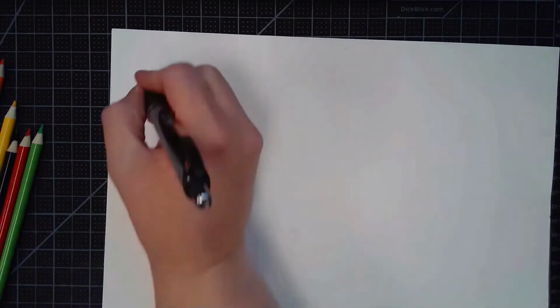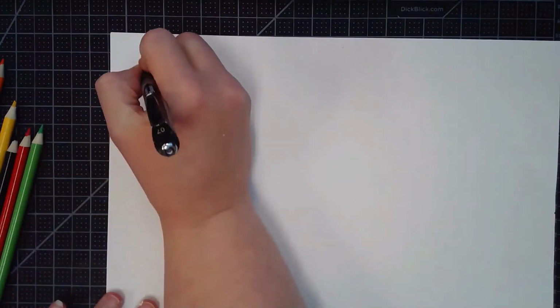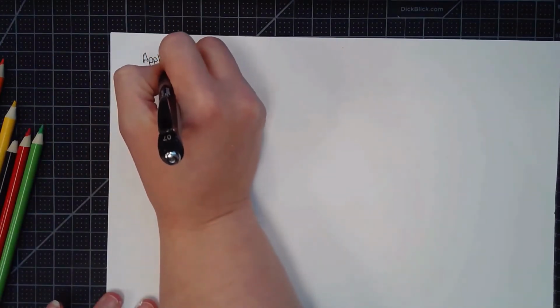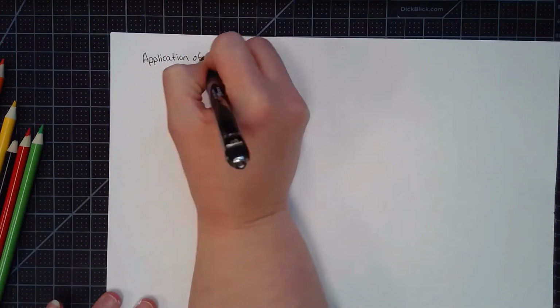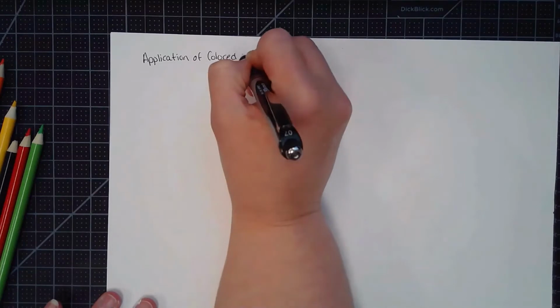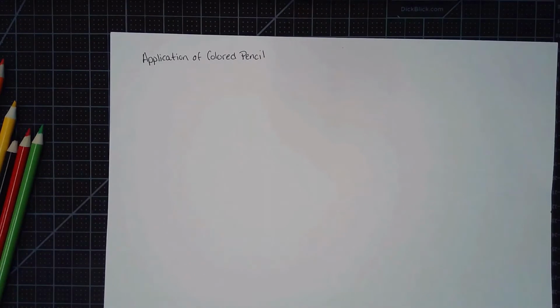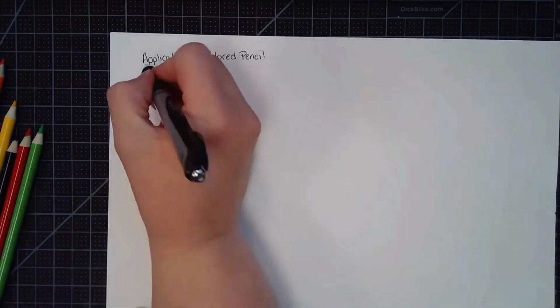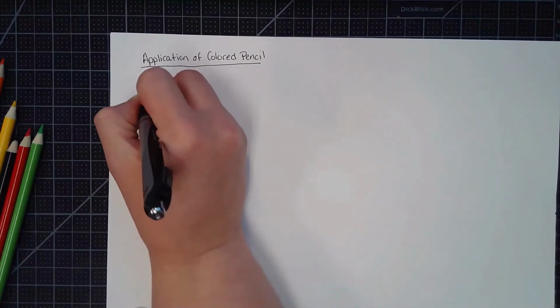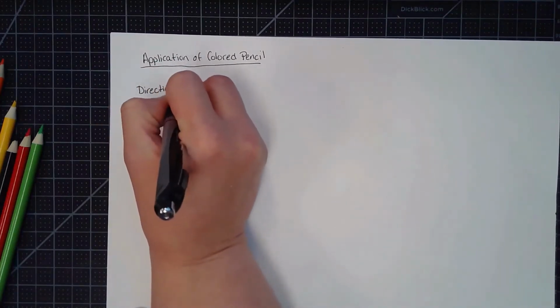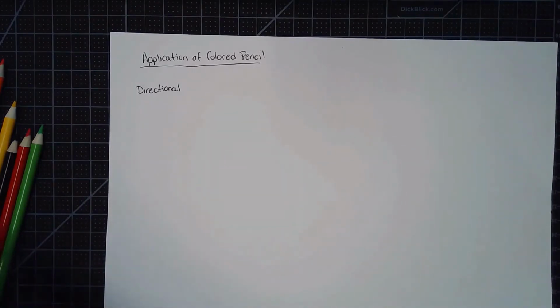The first we're going to talk about are application types. So application of colored pencil. I like to break it down into two simple types of application. The first I call directional, and this is probably the one you are most used to when you work with colored pencil.